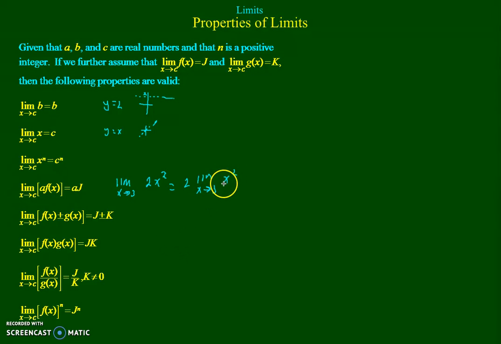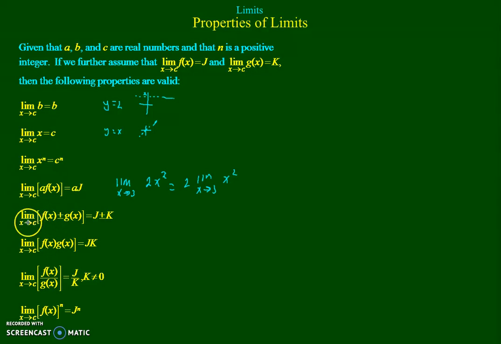We do a direct substitution. That's 3 squared, and so the limit is 3 squared times 2. In essence, all four of these now are straight direct substitutions. Looking at this one, we can evaluate this limit by simply saying that the limit of the sum or difference of the two functions is the sum or difference of their limits.